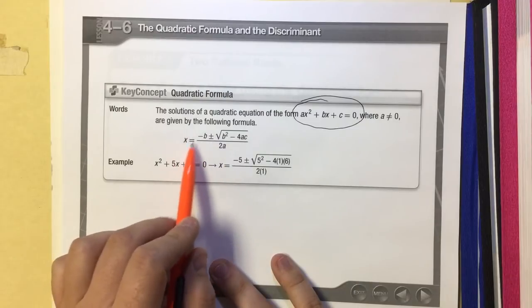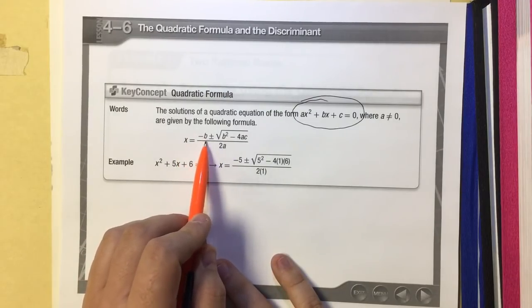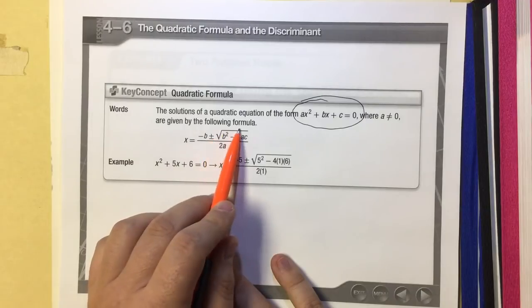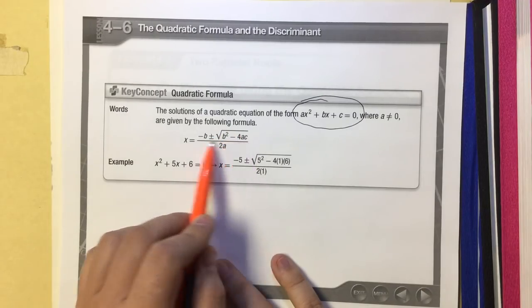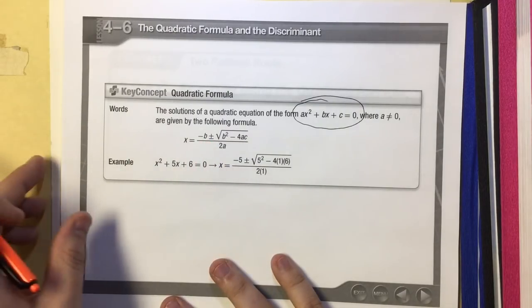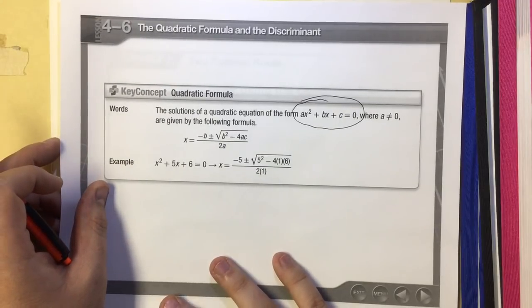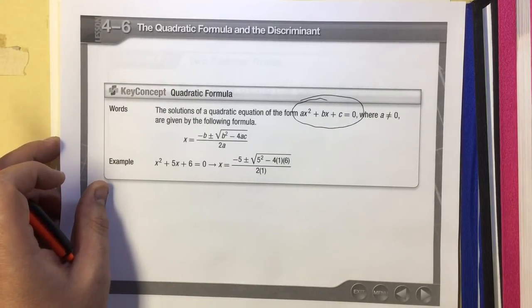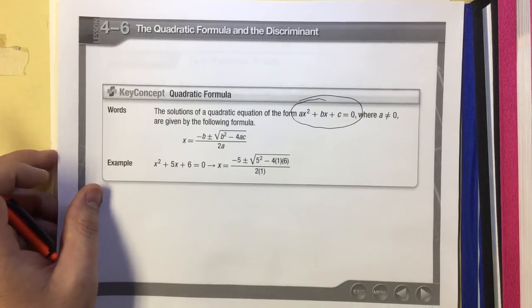Right over here, our solutions are going to be equal to the opposite of b. Opposite because if b was negative, it becomes positive. So opposite of b plus or minus the square root of b squared minus 4ac all over 2a. Okay, that plus or minus is where we get those two solutions. Quadratic formula, opposite of b plus or minus square root of b squared minus 4ac all over 2a. That is something that you have to memorize.